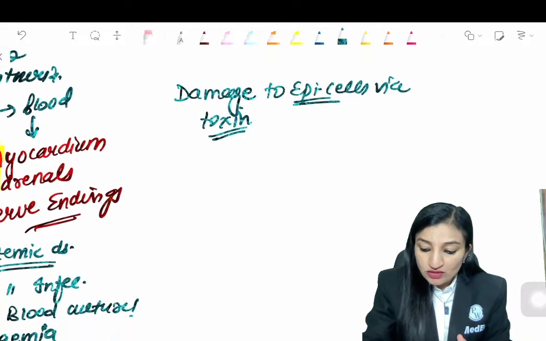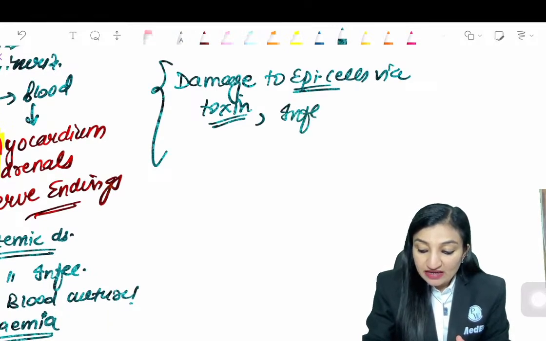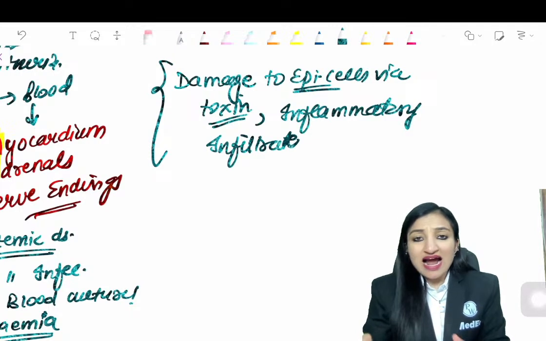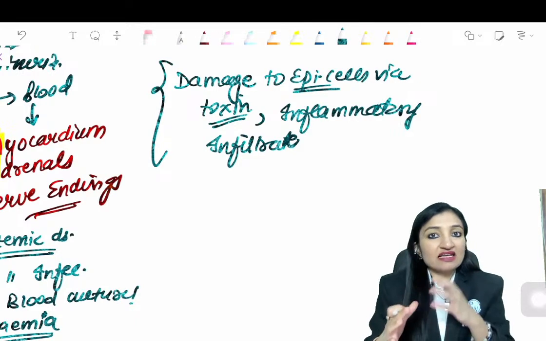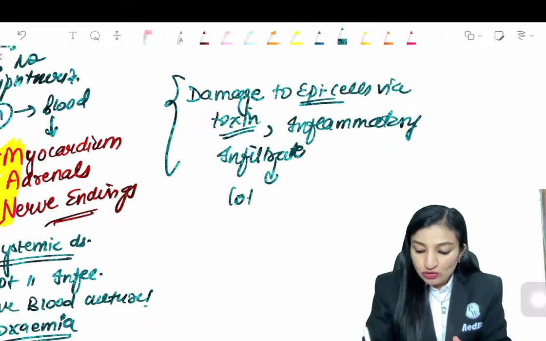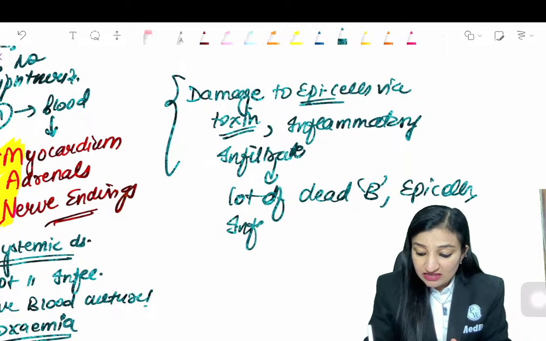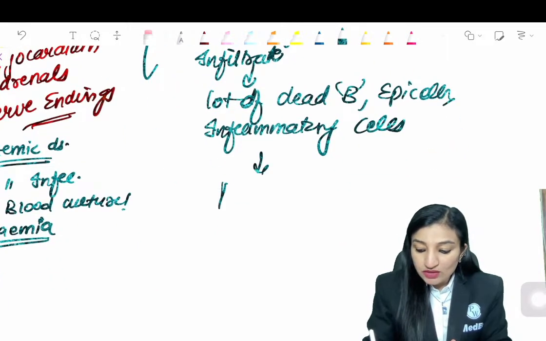So in the throat where this damage is occurring, there is going to be an inflammatory infiltrate also. Inflammatory infiltrate bringing in neutrophils followed by other cells like monocytes and all, and there's going to be a fight between these inflammatory cells and the bacteria, and there's going to be a lot of dead bacteria, dead epithelial cells, and dead inflammatory cells. All of them are going to form a membrane in the throat.